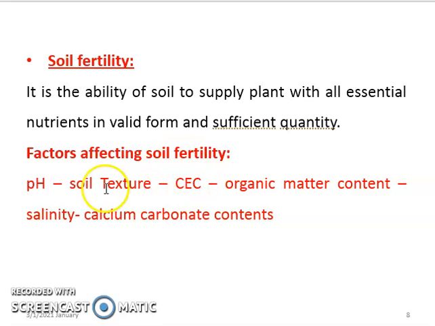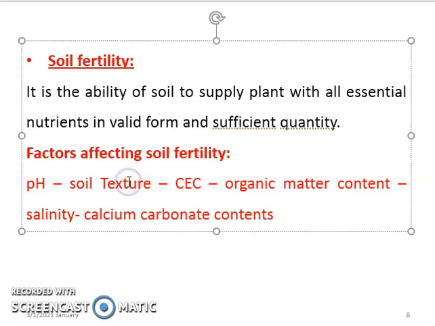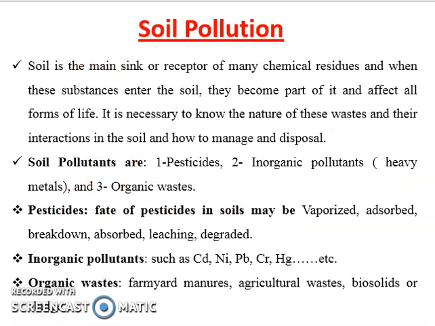The factors affecting soil fertility are pH, soil texture, CEC, organic matter content, salinity, and calcium carbonate content. A negative impact is found with the presence of calcium carbonate. Calcium carbonate decreases the availability of nutrients. Salinity also causes problems. Organic matter and CEC increase fertility. Regarding soil texture, clay soil is more fertile than sandy soil. Acid pH is favorable for the elements to be available to the plant.